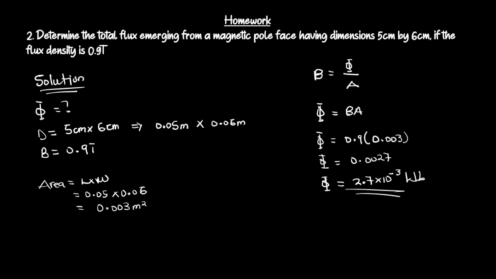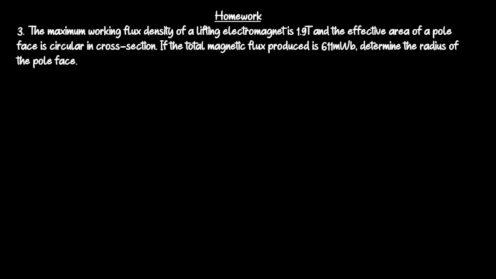All right, so let's go ahead and look at the last problem. The maximum working flux density of a lifting electromagnet is 1.9 Tesla, and the effective area of a pole face is circular in cross section. If the total magnetic flux produced is 611 milliweber, we are to determine the radius of the pole face.